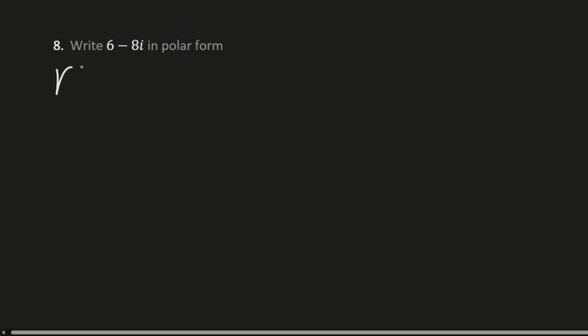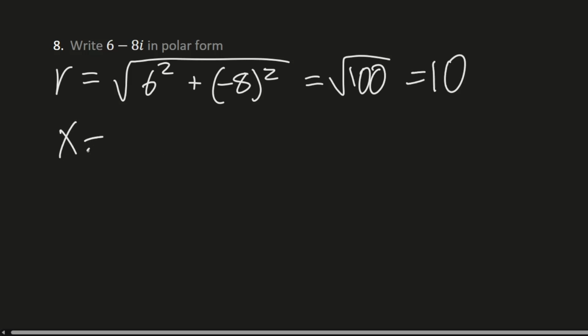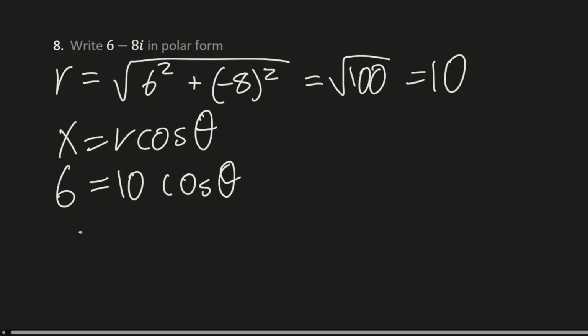Question 8, we solve for the modulus here. Our x is going to be 6 and our y is going to be negative 8. This becomes the square root of 100, which is equal to 10. Now I'm going to pick x is equal to r cos theta to solve for my angle. Plug in the values for x and r, and I get 3 over 5 is equal to cos theta.